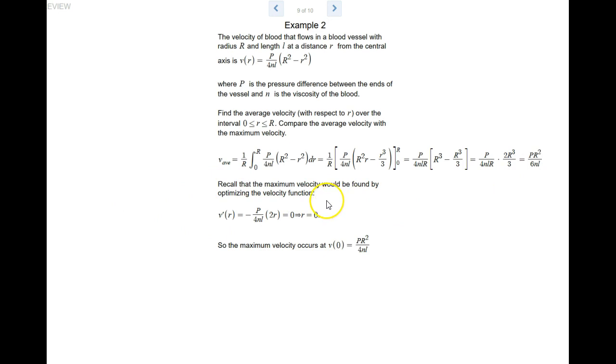And then we're asked to compare that to the maximum velocity of blood going through this blood vessel. And remember, we would need to take the derivative of the velocity function with respect to r and find the critical value, which is just r equals 0. So in other words, when the blood is flowing directly through the center of the blood vessel, it's flowing the fastest. And that occurs when r is 0. And this is the maximum velocity at that point.